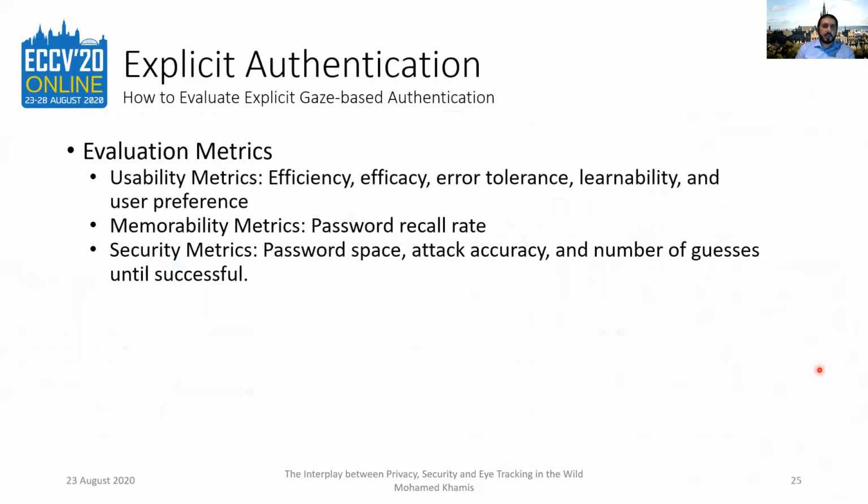So once you've built an authentication scheme using eye gaze, it's time to evaluate it, right? So usually you try to evaluate the usability and the security of the scheme. When evaluating the usability, it's important to look into efficiency, so how fast do people enter passwords, efficacy, how many errors do they make, and also things like learnability and user preference.